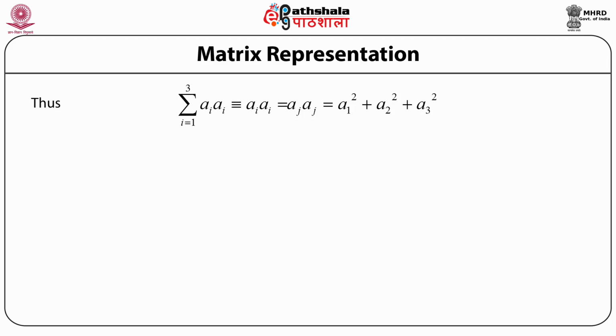That means that when we run the summation of i going from 1 to 3 over a subscript i times a subscript i, it gives us the final value a subscript 1 square plus a subscript 2 square plus a subscript 3 square. Again, now let us look at another property where we want to define the primed coordinate in terms of the unprimed coordinate.